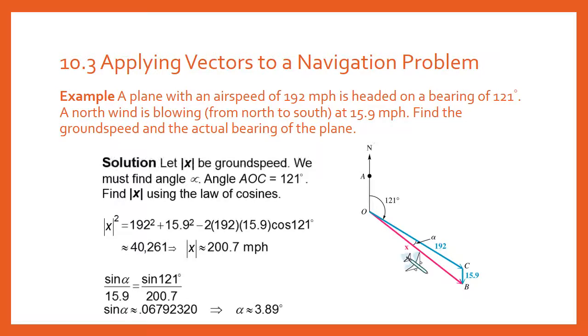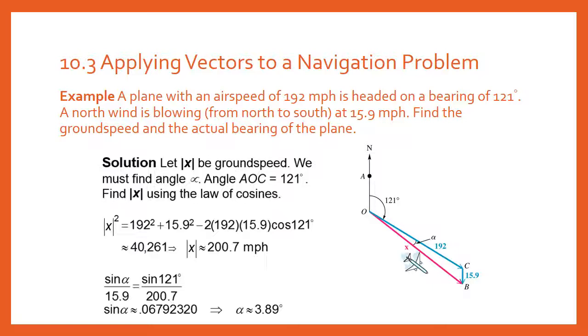So here's what this is going to look like. The plane, as far as the pilot's concerned, is on a bearing of 121 degrees. So starting from north, measure clockwise 121 degrees, and then draw your vector, and that is 192 miles per hour. That's the magnitude of the vector. Now notice at the end of that vector, which goes from O to C, we have a south vector of 15.9. That represents the wind speed.